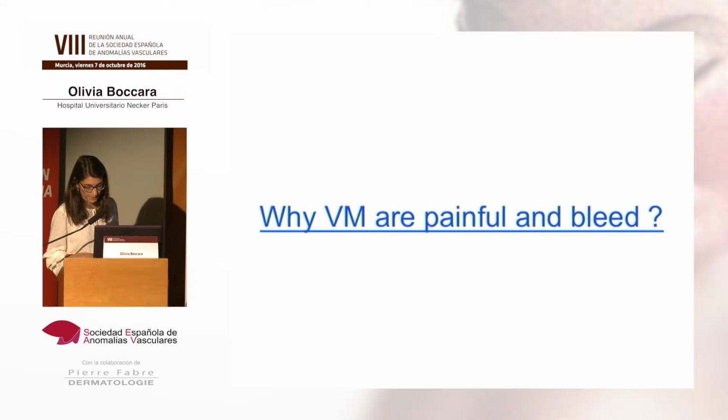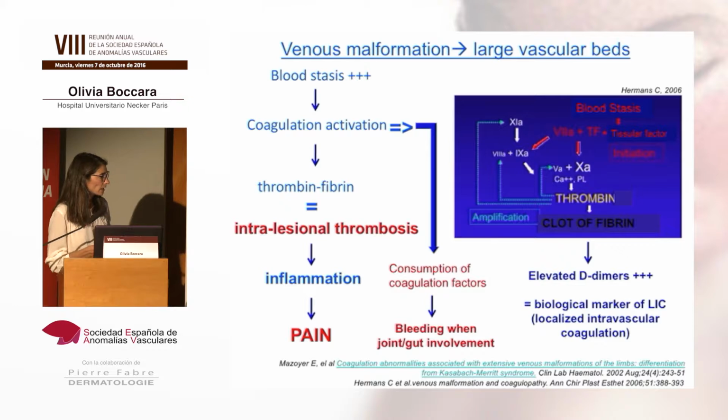So the idea is to understand why those VMs are so painful and bleed. Those VMs are characterized by large vascular beds within, and within them the blood does not move almost, and this blood stasis is one of the main triggering factor for the coagulation phenomenon to activate and to become almost a self-sustained phenomenon that is sustained by the blood stasis.